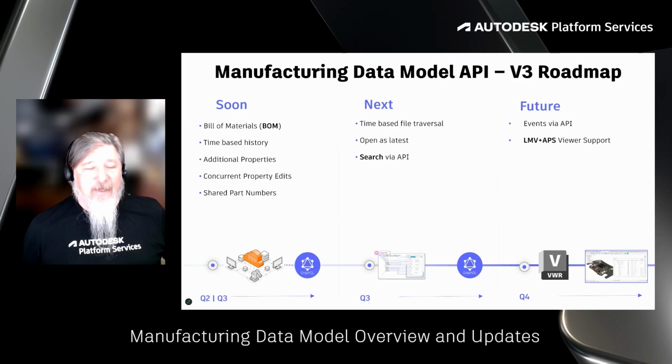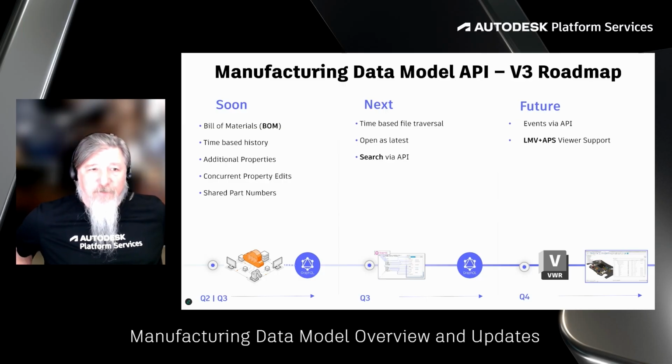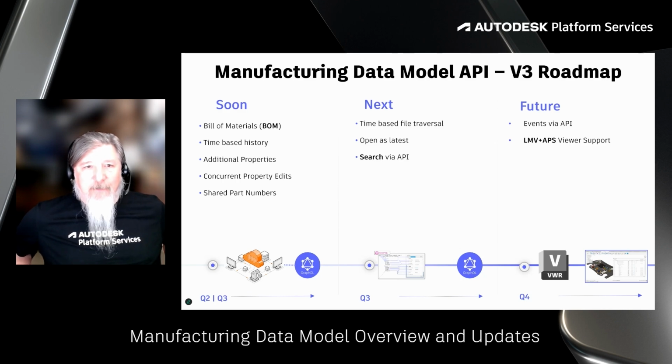and being able to share part numbers across multiple designs. Later, we're looking at time-based file traversals, so the ability to traverse the data in a time-based way. This capability is also enabling a feature in Fusion called Open as Latest, and we're also going to be able to enable search via the API. So that's next on our radar after this first round.